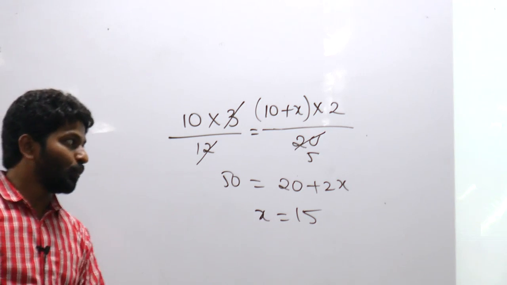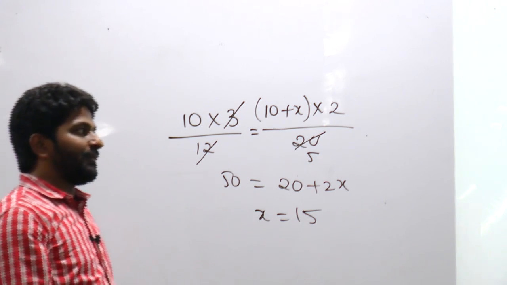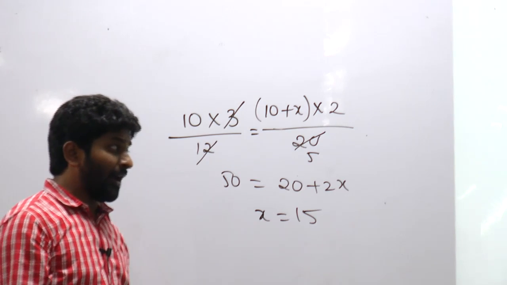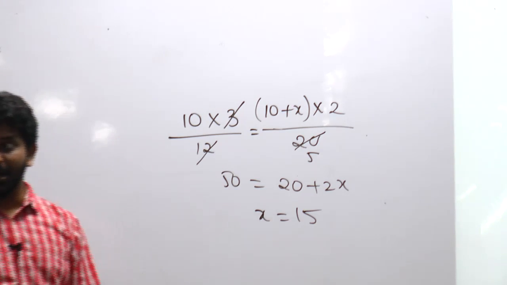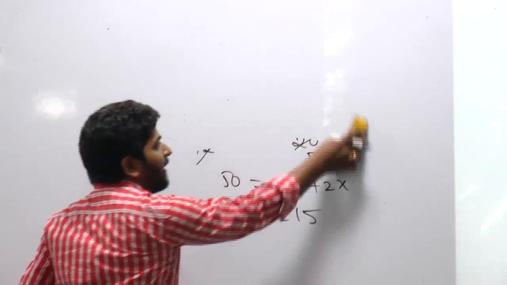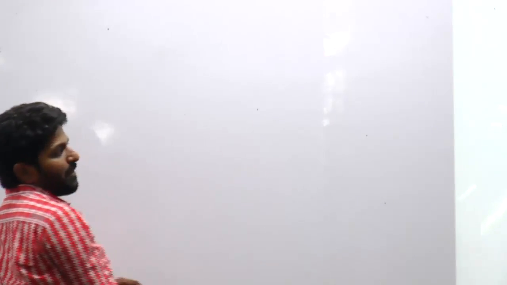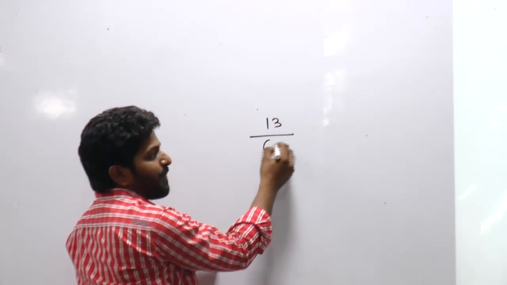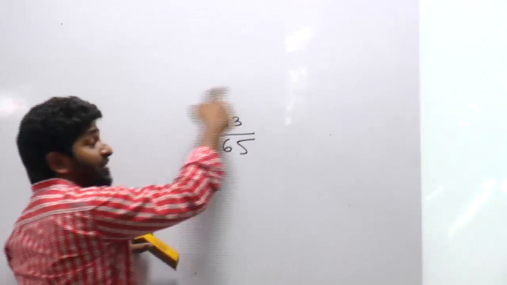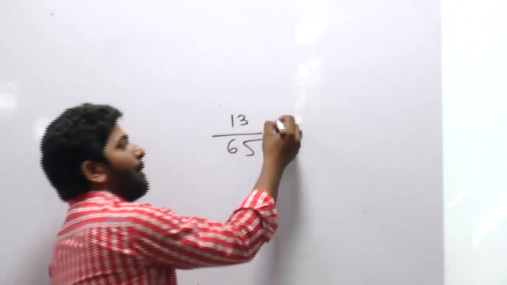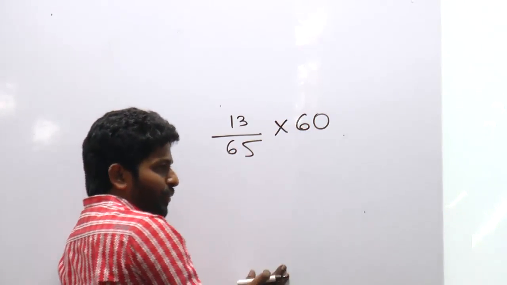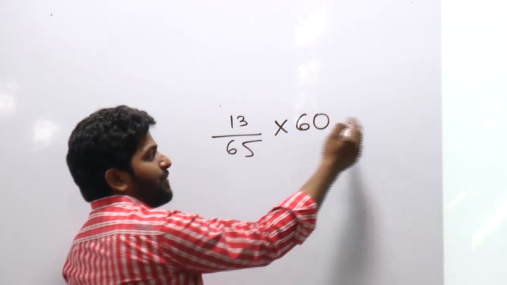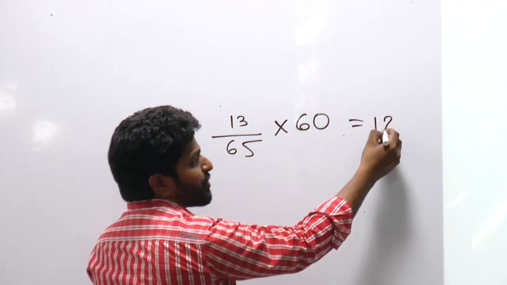Next, quantity 2. Excluding stoppages, the speed of the train is 65 km per hour and including stoppages it is 52 km per hour. How many minutes does the train stop per hour? Stoppage time: difference of speeds by maximum speed. Difference of speeds 13 by maximum speed 65. This is stoppage time in hours, but you have to convert it to minutes, so into 60. 5 times, 12 times. Quantity 2 is 12.